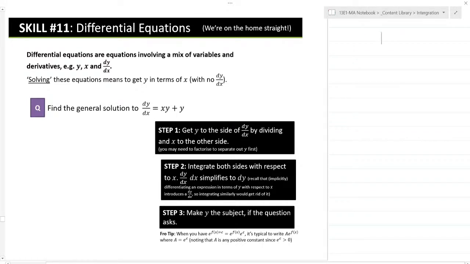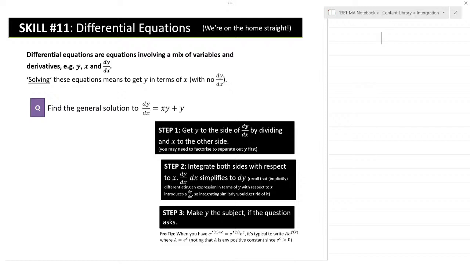Okay, so today we're looking at differential equations and forming differential equations, and we're basically trying to find the general solution. So solving these equations means to make y in terms of x, so without a dy by dx. Okay, so this is kind of the last stage of things. And you might think to yourself that, well, dy by dx, that's differentiating. So what has this got to do with integration? Well, we'll talk about why that is in a second.